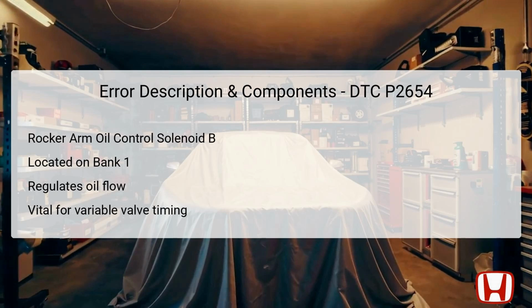You'll find rocker arm oil control solenoid B located on the engine cylinder head, connected via a 2-pin connector. Its proximity to the engine's oil supply means even minor electrical issues can result in high voltage readings, triggering the DTC. A precise understanding of its function and location is essential in diagnosing issues related to this DTC effectively.